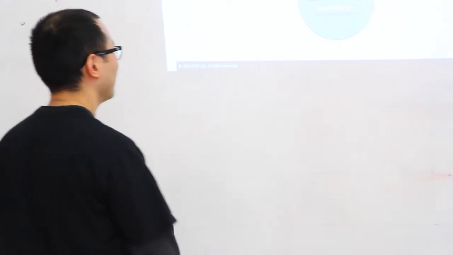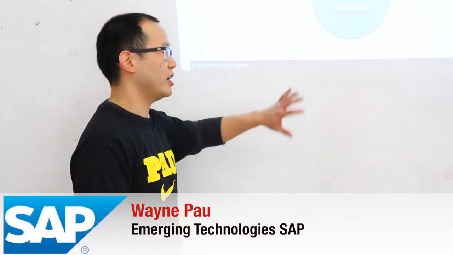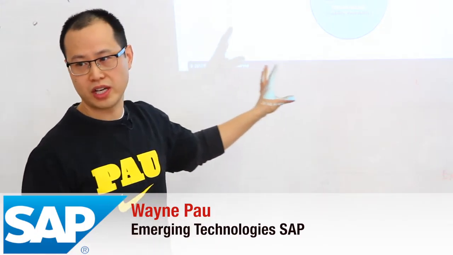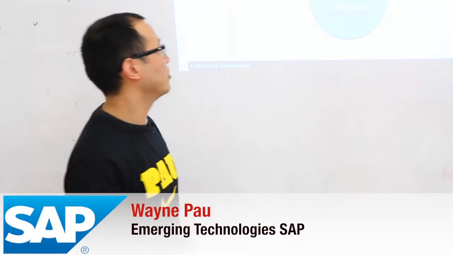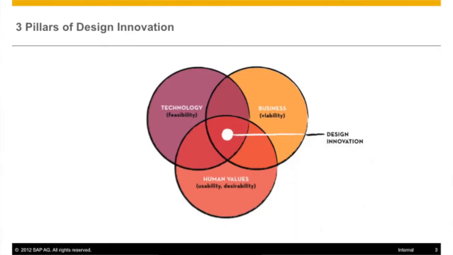I don't know if you can read it, the font's a little small here, but I'll try to talk you through it. If you're familiar with the three pillars of design innovation, which come in a lot of different flavors, really it's feasibility, viability, and desirability. If your product has all three, usually you're very, very successful. Usually the contrapositive is also true.